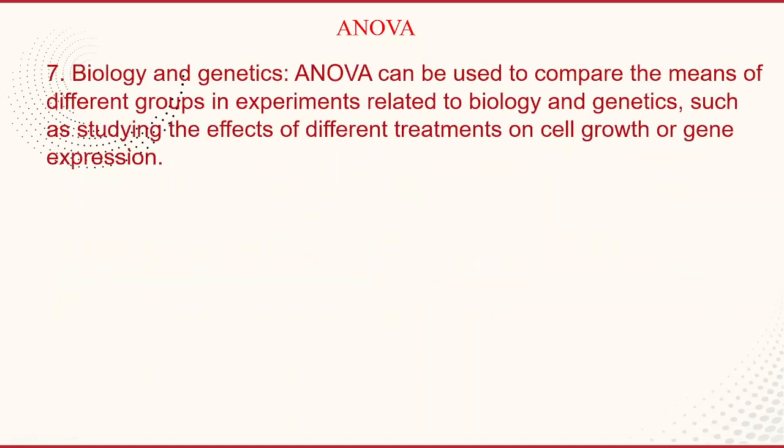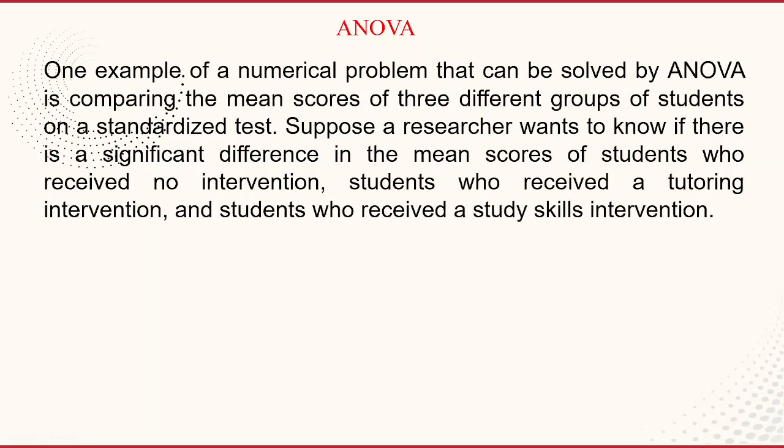Biology and genetics: ANOVA can be used to compare the means of different groups in experiments related to biology and genetics, such as studying the effects of different treatments on cell growth or gene expression. Let us take one example. One example of a numerical problem that can be solved by ANOVA is comparing the mean scores of three different groups of students on a standardized test.